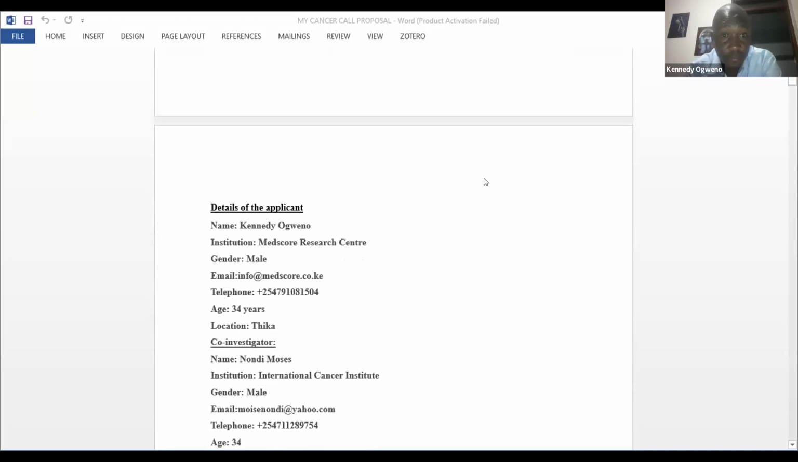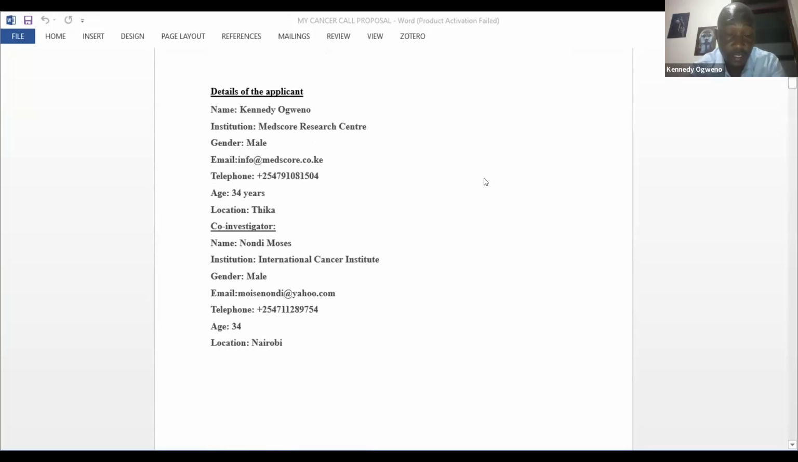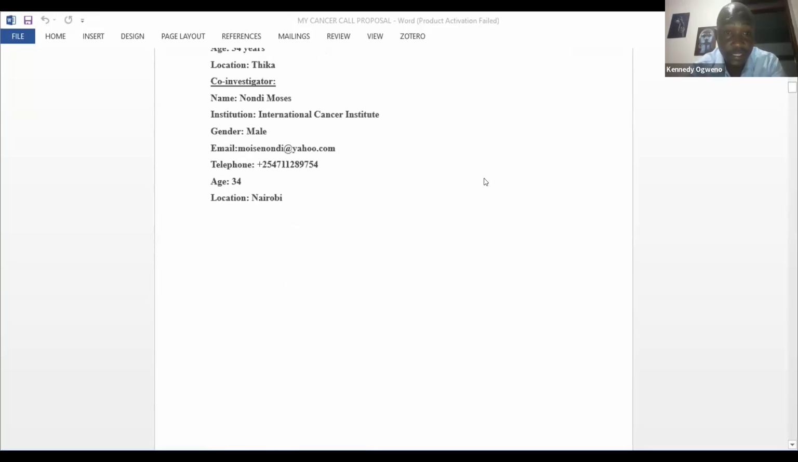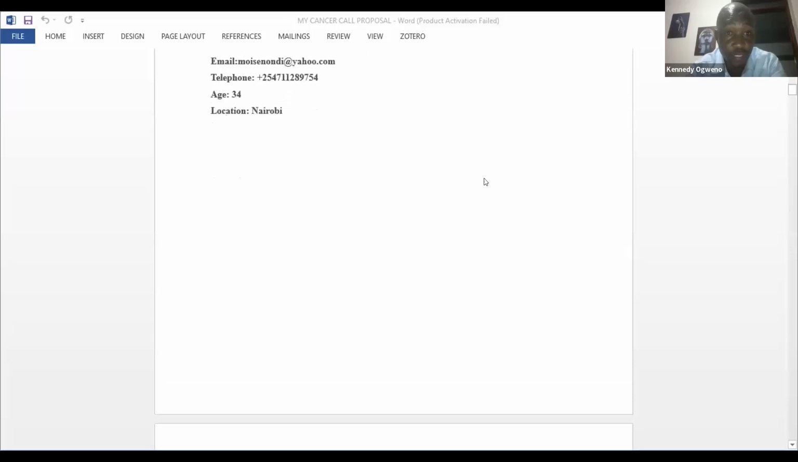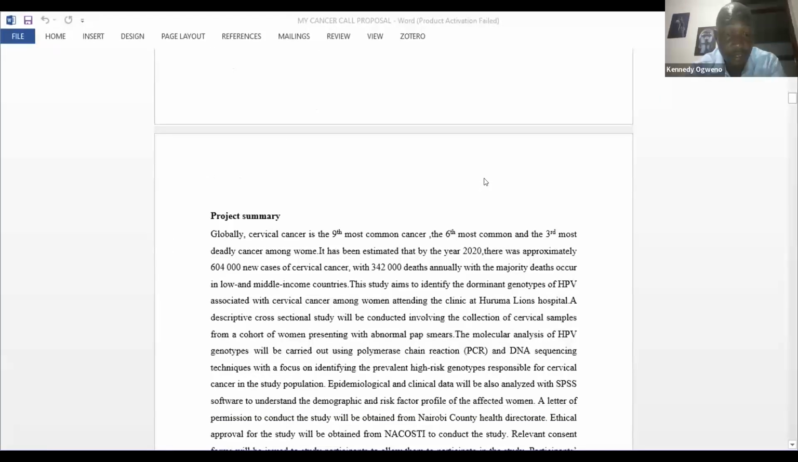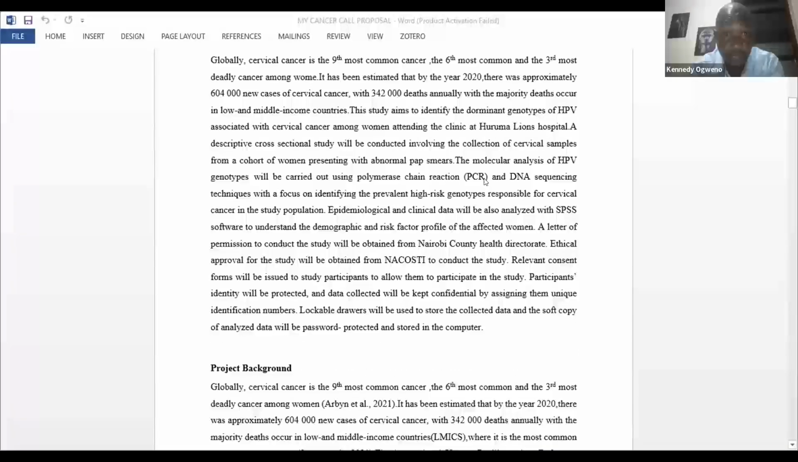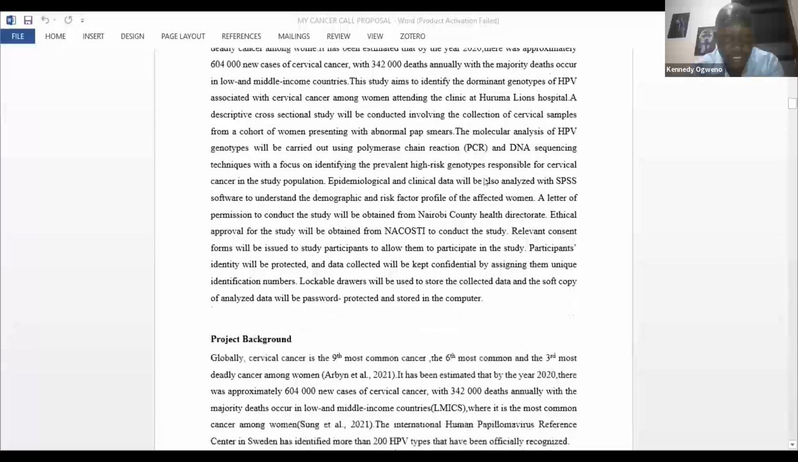So these are some of the people that we were to work with. I'm just showing you how the CVs and attachments are supposed to be. For the project summary, you had to write a project summary, something like the background of the study. It's purely like what we normally do for educational purposes. So this one was supposed to be like this as well.